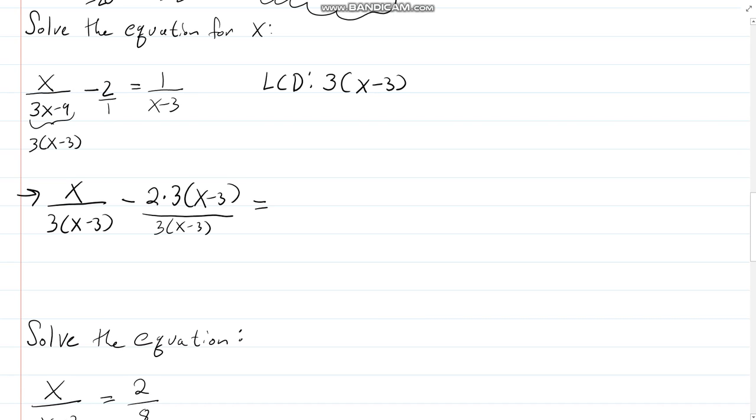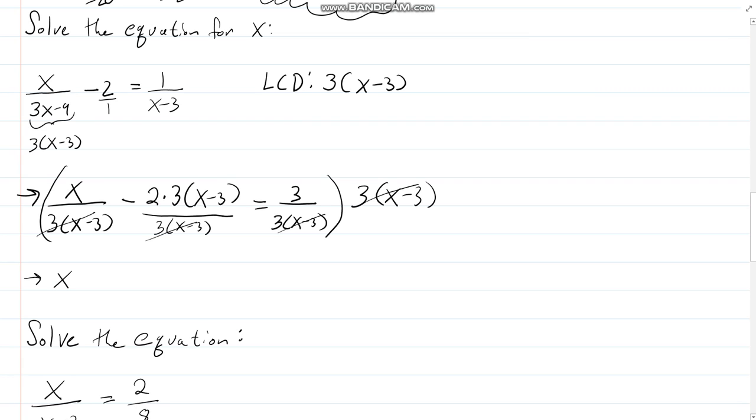And that equals, and then here we have the 1 over x minus 3, and that's going to need the 3. So 1 times 3, and then 3x minus 3. Okay, now everything is over the same denominator. It's over the LCD. So I'm going to multiply the whole equation by the LCD, and they're all over the same denominator, so it reduces out, so we don't have to worry about denominators anymore.